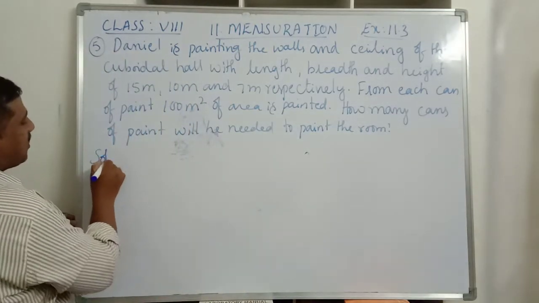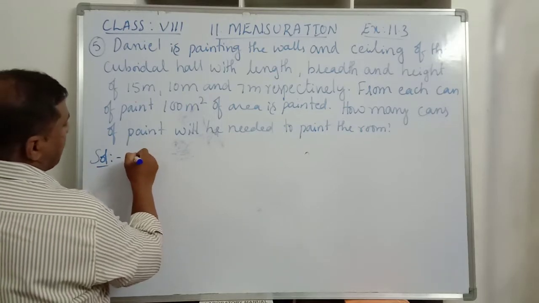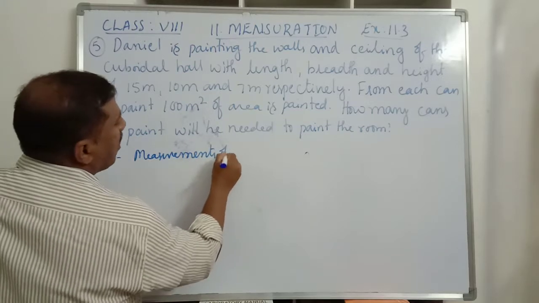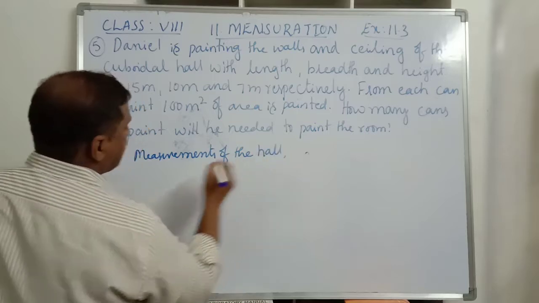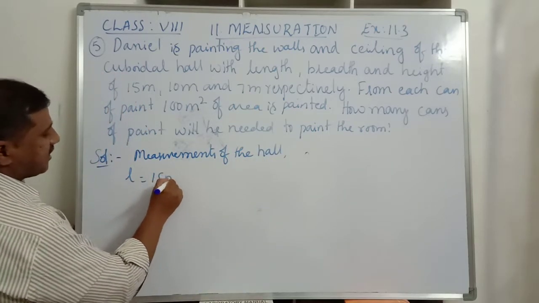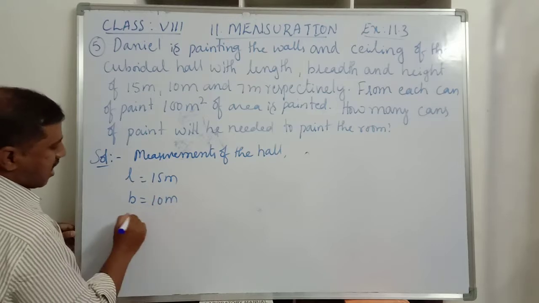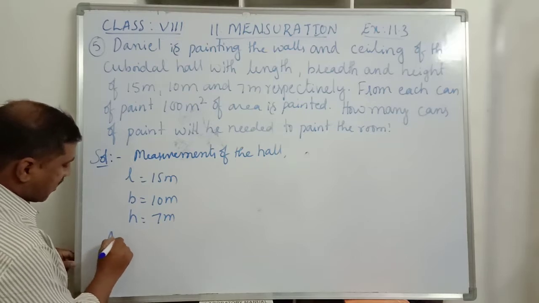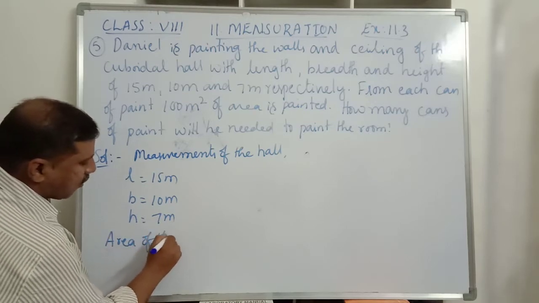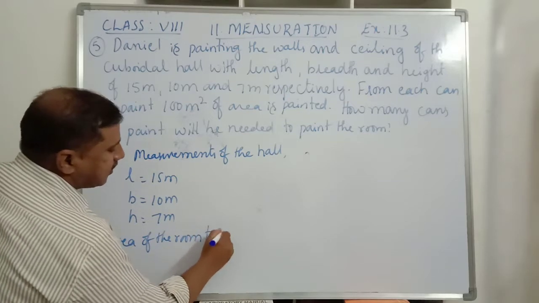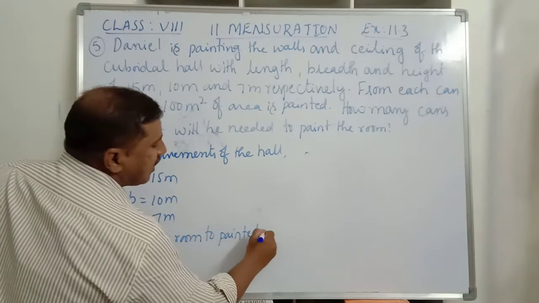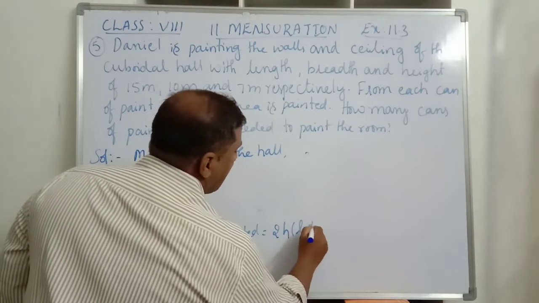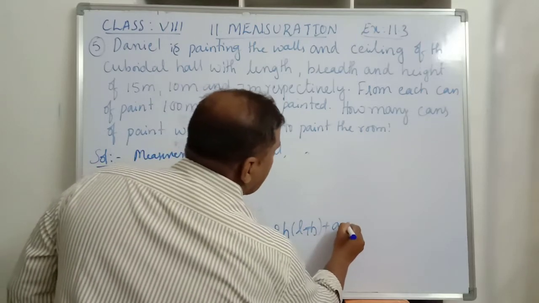So here, what are the measurements of the room? Measurements of the hall. Measurements are dimensions. Length is equal to 15 meters. Breadth is equal to 10 meters. And height is equal to 7 meters. So what we have to find? Area of the room to be painted is equal to area of 4 walls, that is 2 into h into L plus B, plus area of ceiling.